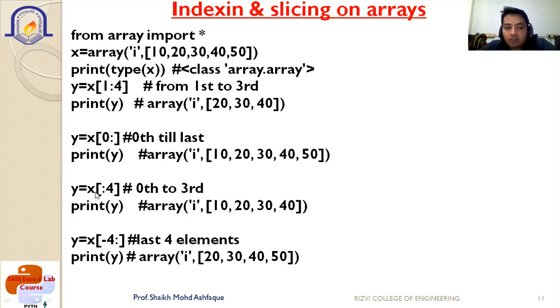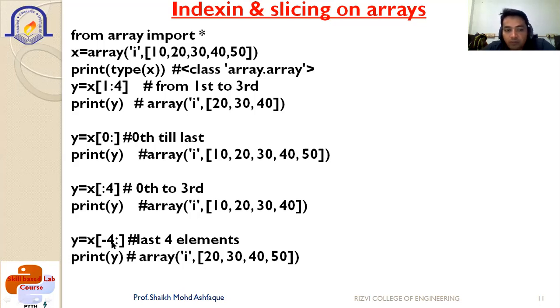Similarly, y is equal to x colon 4. We are not writing anything before the colon. What is the meaning of it? It will print from 0 to the third location. Whenever you print the value of y, you can see the output as 10, 20, 30, and 40. It does not go to the fourth location as 50. But if you write it as 5, then it will go from 0 to the fourth location.